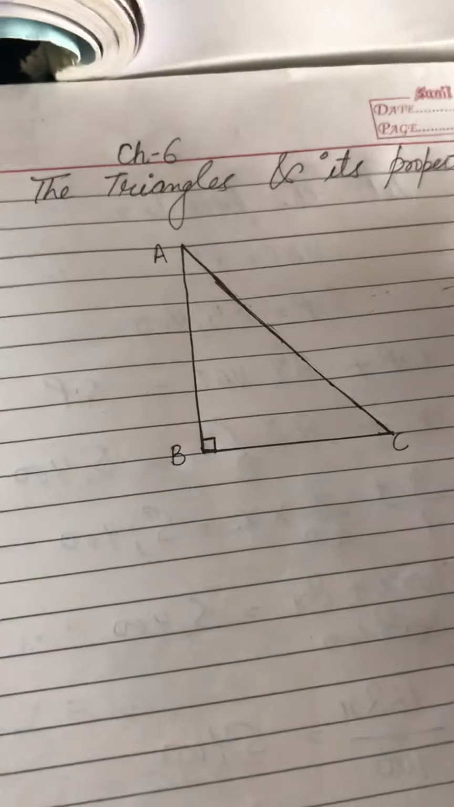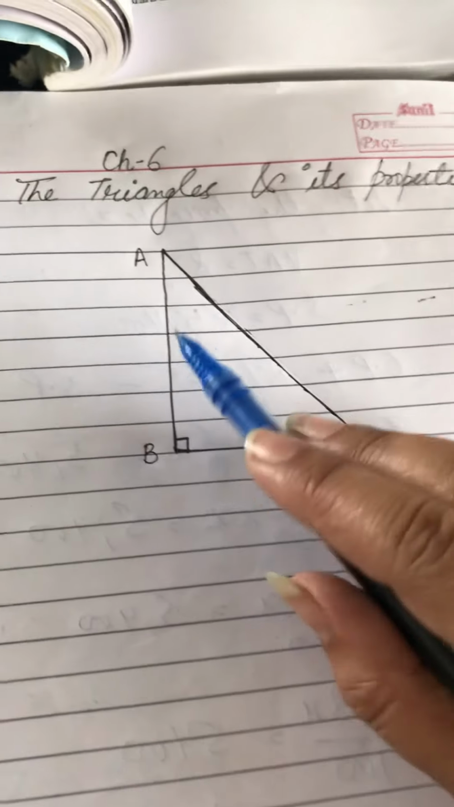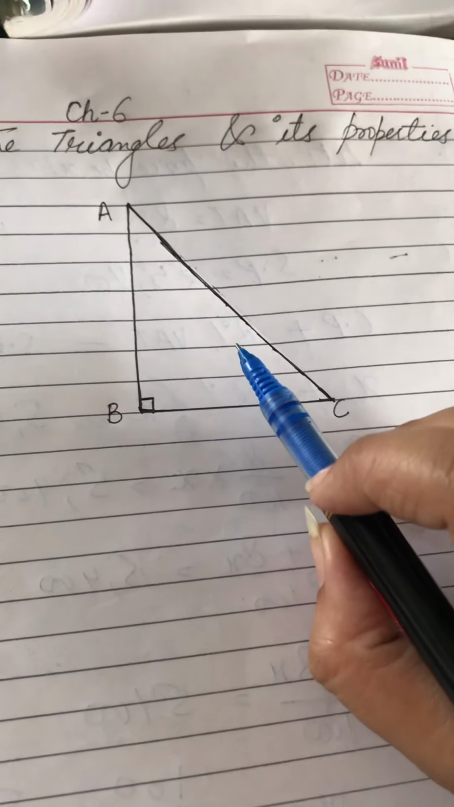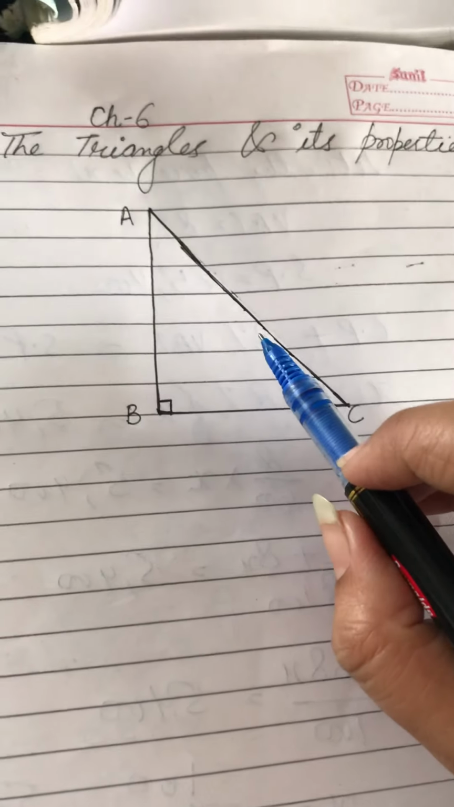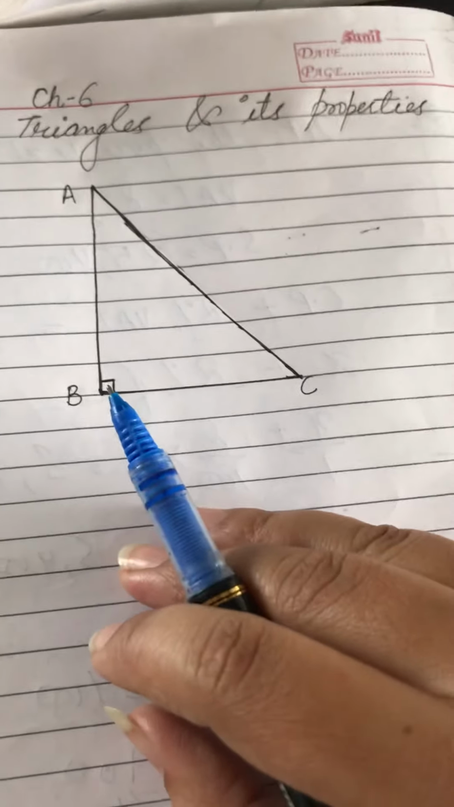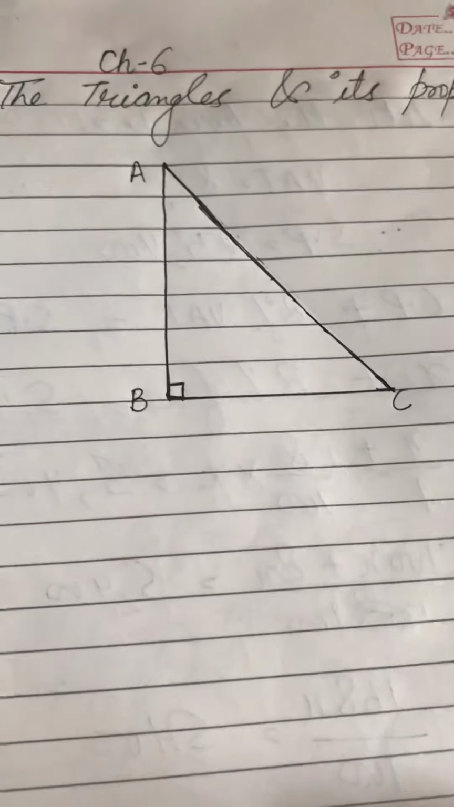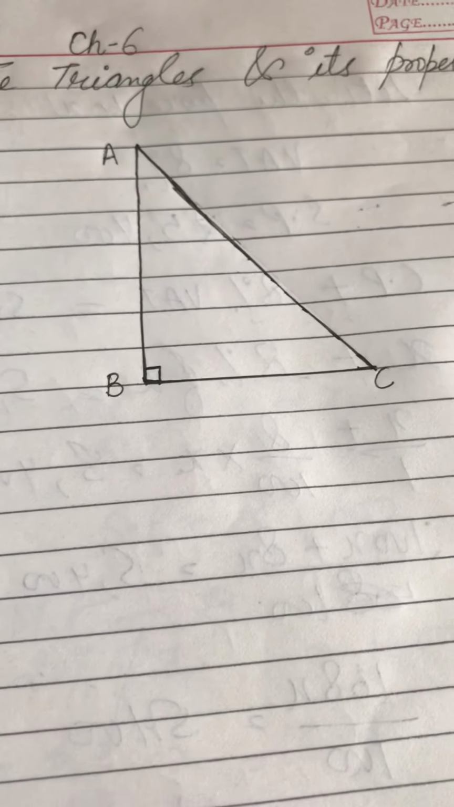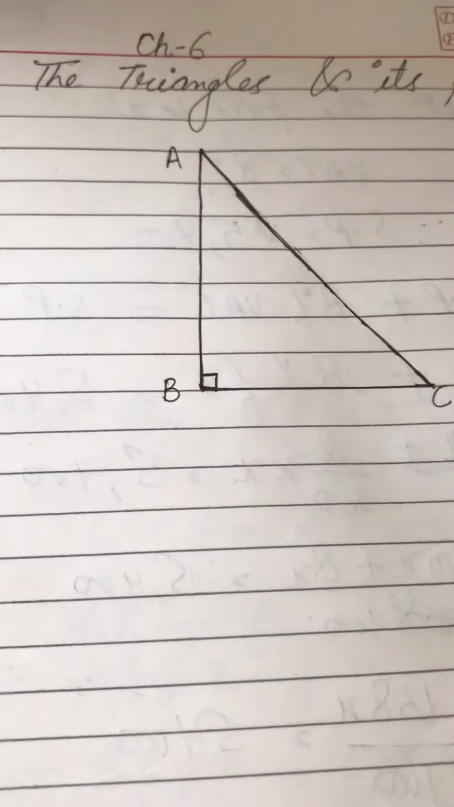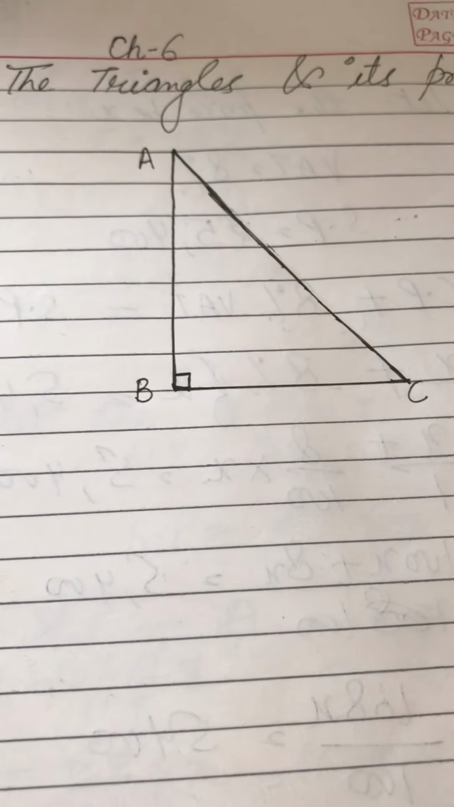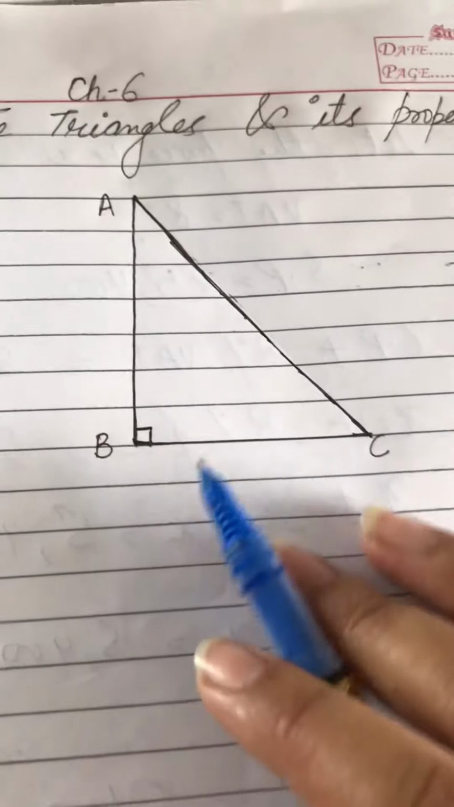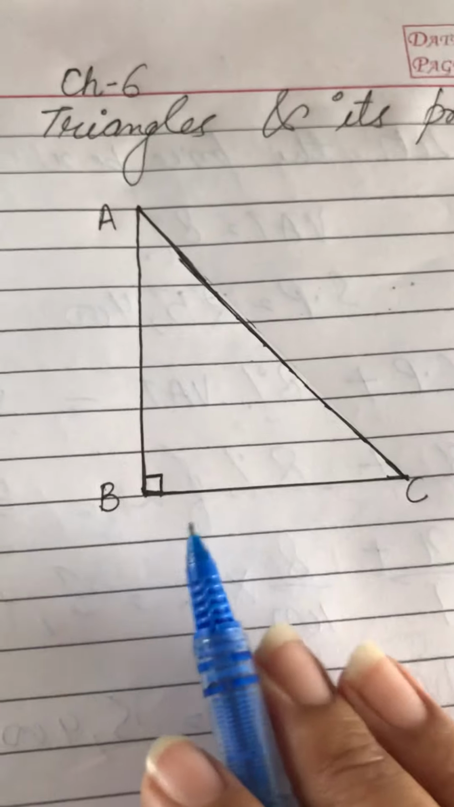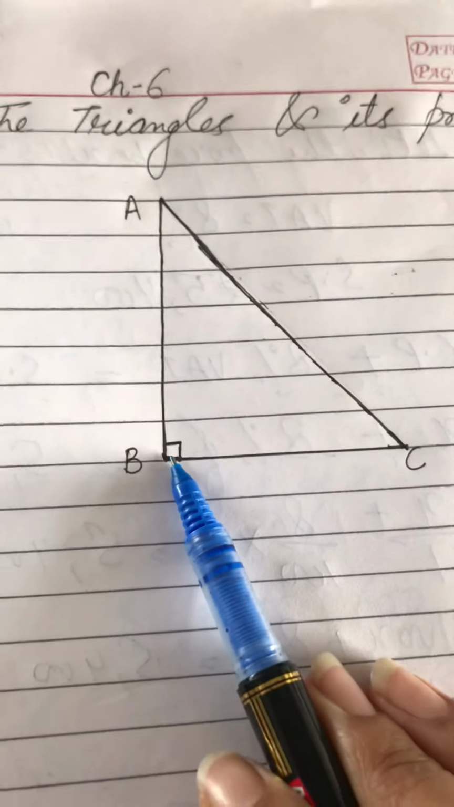Dear students, I am going to explain a very important topic, that is Pythagoras theorem. Before understanding what Pythagoras theorem is, let's understand where it has come from, what is the use of it, and where we use it. Pythagoras theorem is applied only on the right angled triangle.